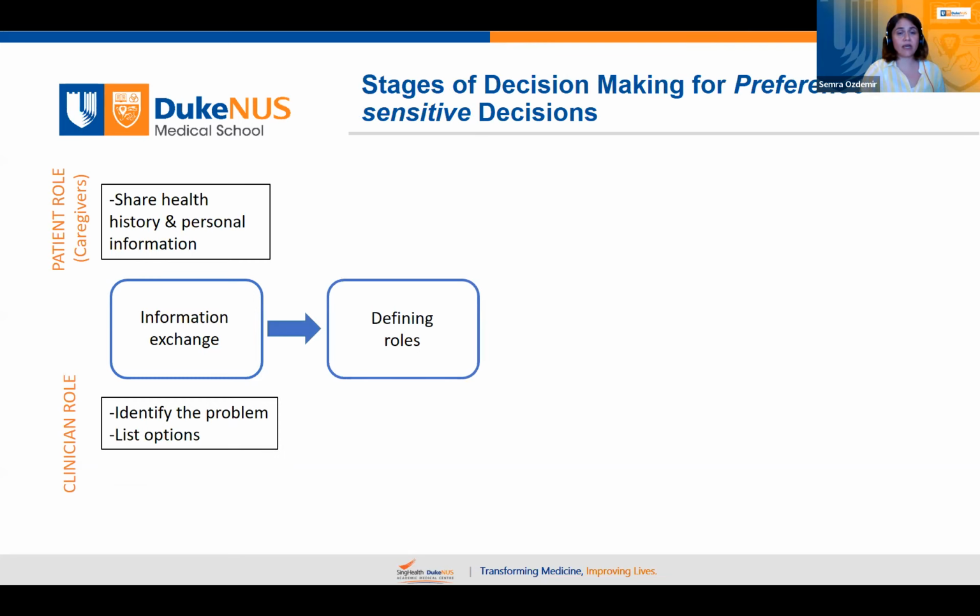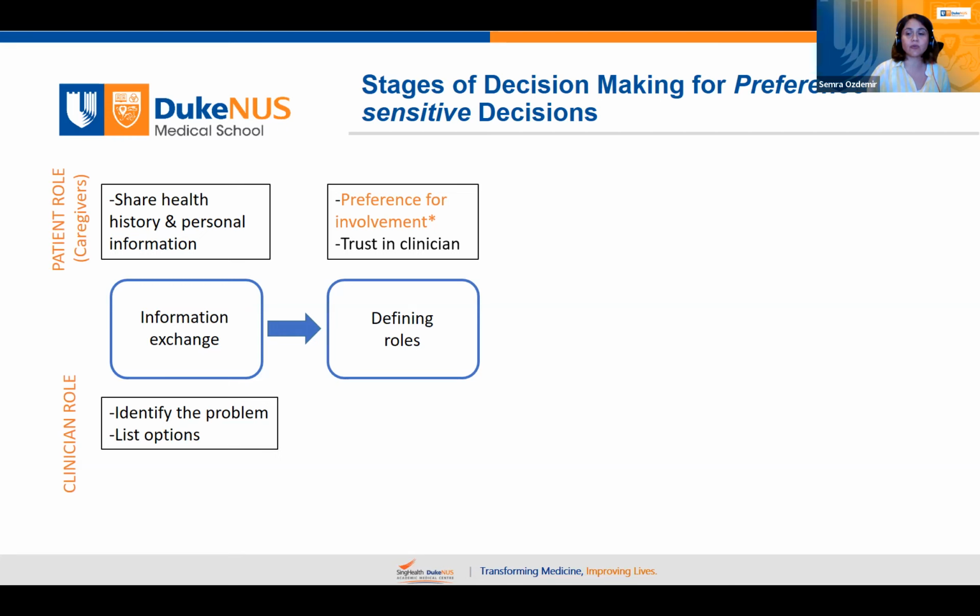The second stage, maybe the focus of this panel discussion, is defining the roles different stakeholders are going to take. And from the patient and caregiver perspective, okay, how much do I want to be involved in this decision making? Of course, even thinking about preferences for involvement, we are assuming that the patient understands the decision context, understands what kind of options they have, and understands that they actually have a right to say what they want.